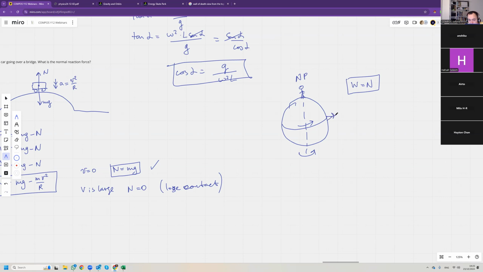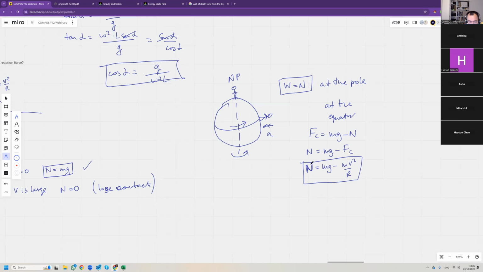But if you're standing on the equator, you have acceleration towards the center because you're spinning with the Earth. So your centripetal force is your mg minus the normal reaction force. So normal reaction force is mg minus centripetal force, which is mg minus mv squared over r. Your weight would be the same, but your normal reaction would be different. That means if you stand on a set of bathroom scales on the equator, you have a lower reading. Your weight would be smaller.